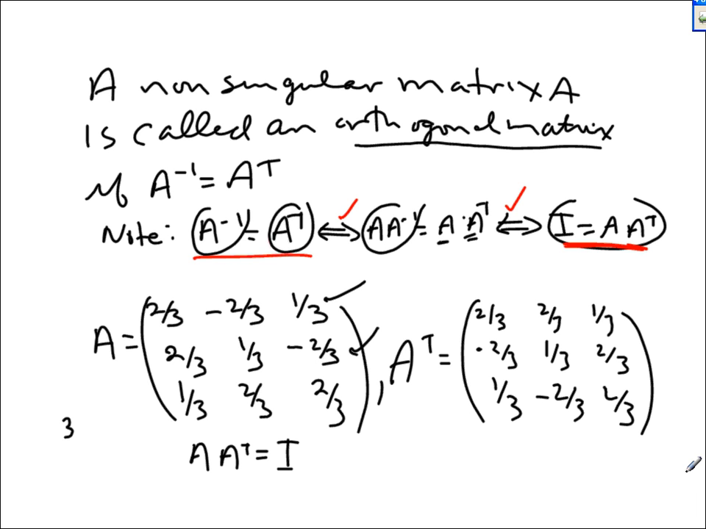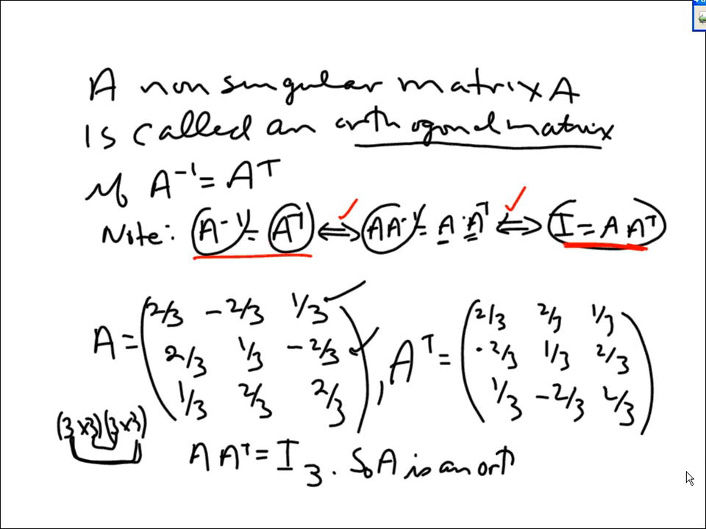Since the first matrix A is 3 by 3, and the second matrix A transpose is also 3 by 3, the inner numbers are the same, you're going to get the outer numbers. You're going to get a 3 by 3 matrix. Well, an identity matrix that is 3 by 3, we denote it by I. So A is an orthogonal matrix.